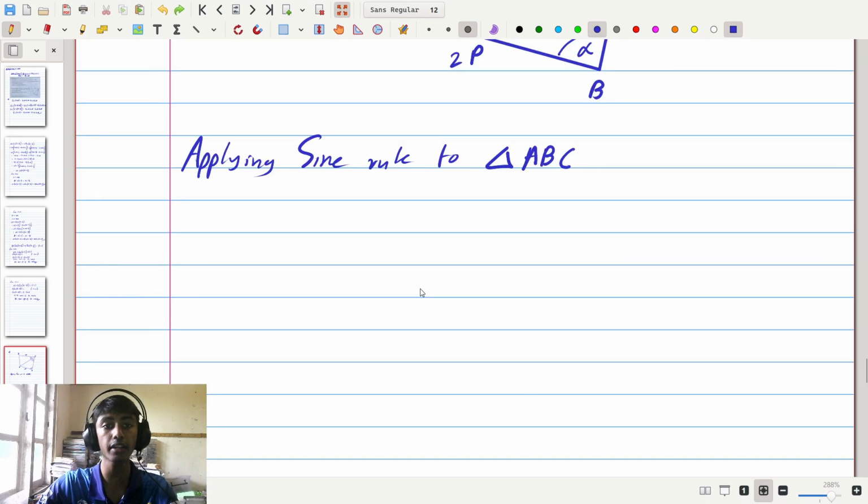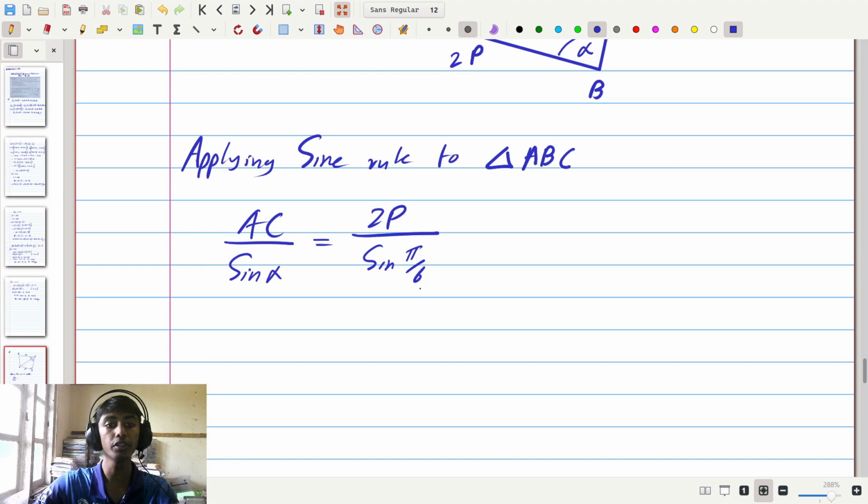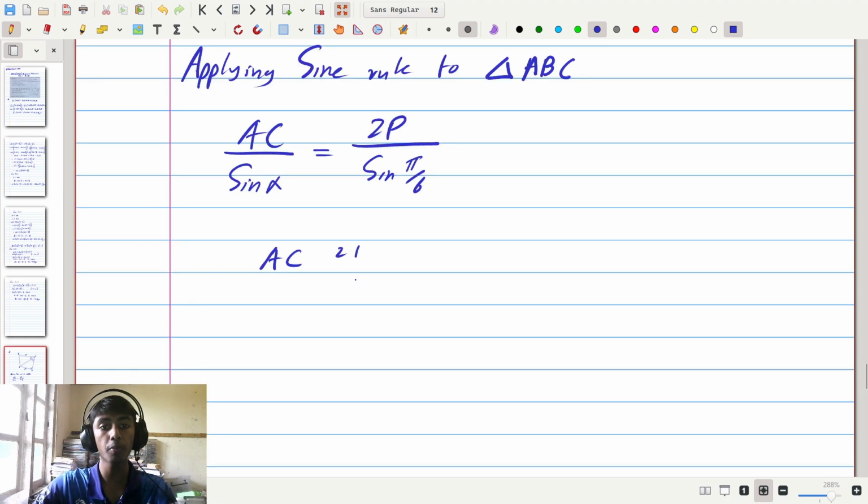And therefore, AC divided by the opposite angle sine, which is sine alpha, is equal to 2p divided by the opposite angle sine, which is sine of pi by 6, which leads us to AC length equal to 2p divided by sine pi by 6, which is a half, times sine of alpha. If we simplify, we get AC length is equal to 4p sine alpha. We're going to call this equation number 1.